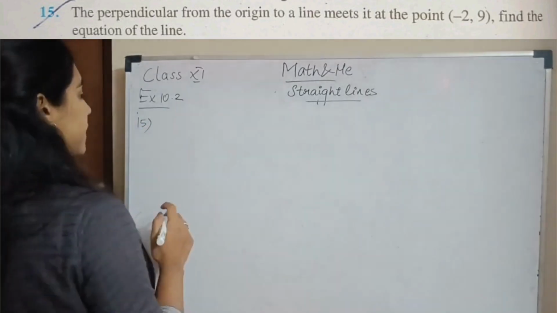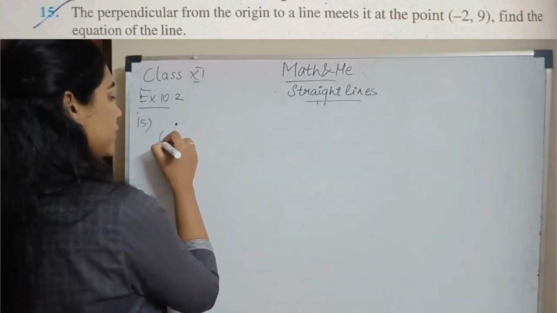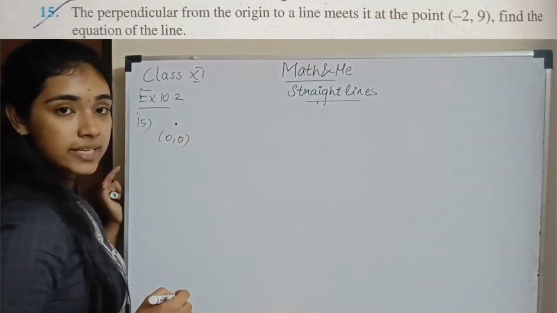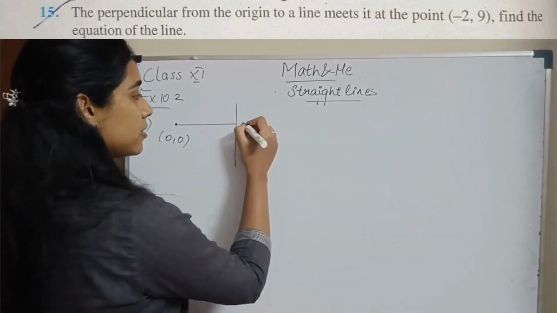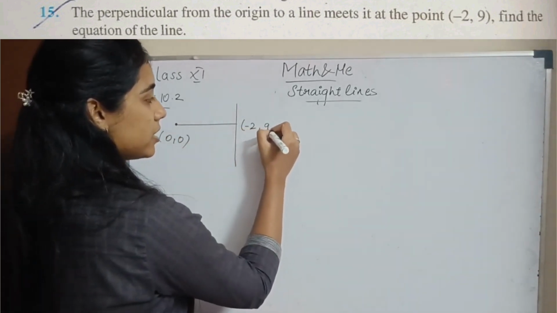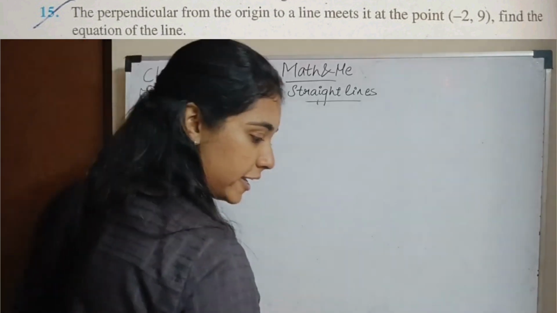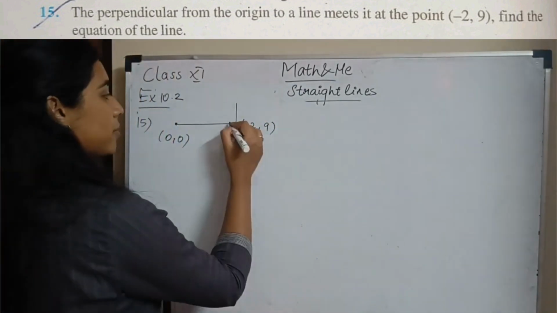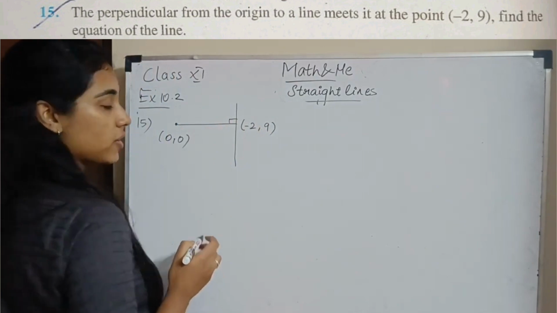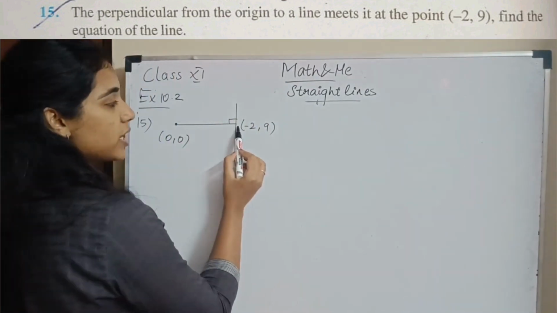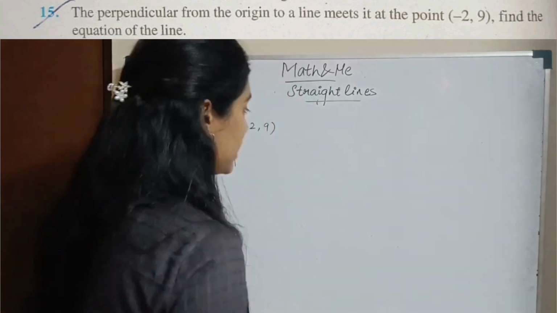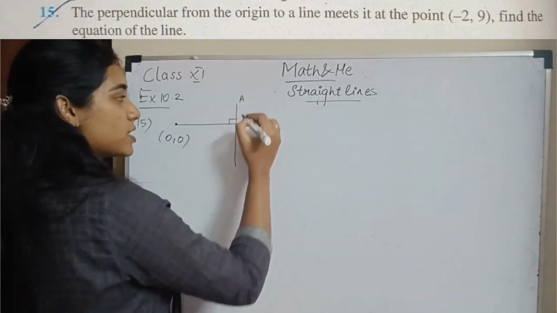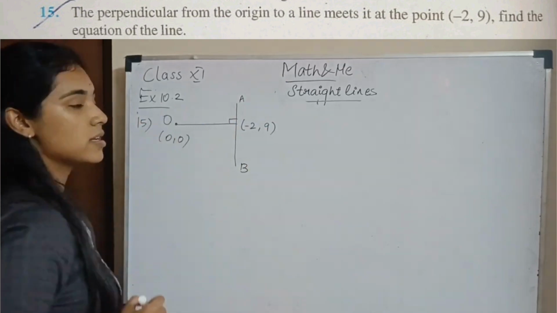Question number 15. A line from the origin, so this point is 0, 0, touches the other line which meets it at the point minus 2, 9. So this is a perpendicular from the origin. So they say that this is perpendicular. Perpendicular from the origin to the line meets the line at minus 2, 9. They want us to find the equation of this line. So this is A, B and this is O.